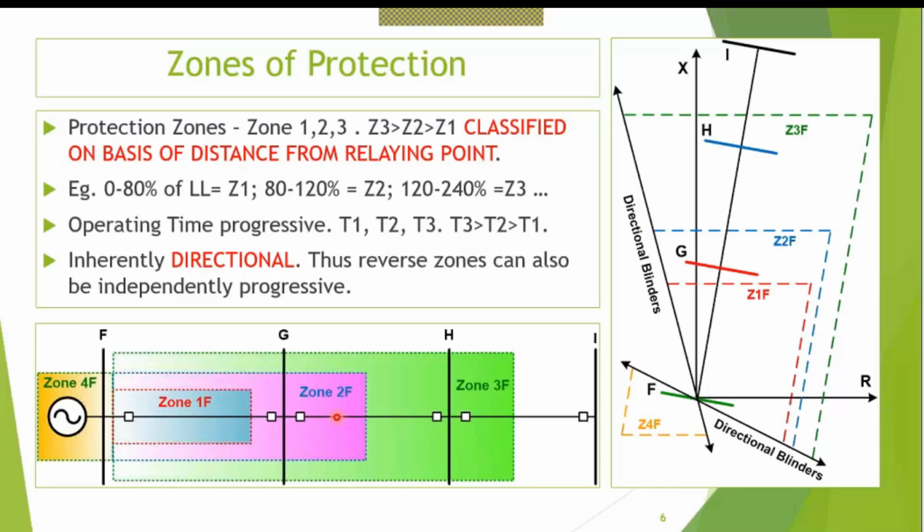Suppose a fault occurs in this section. It will come in the zone 1 of this relay, but not in the zone 1 of this relay. This relay will see it in zone 2. So if this relay fails to clear the fault, only then this relay will come into operation. Like this, we can have a very clear-cut discrimination in the fault.